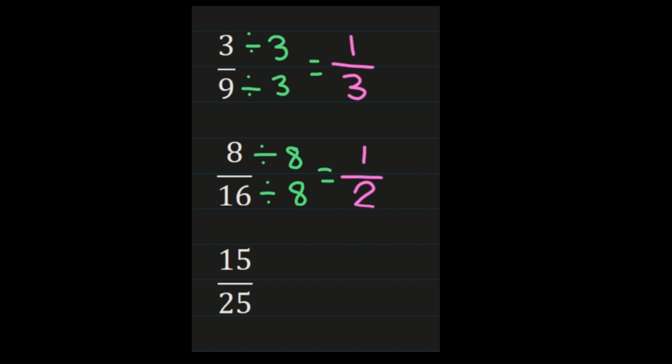Third example, 15/25. My greatest common factor of 15 and 25 is 5. So I'm going to divide my numerator by 5 and my denominator by 5 to simplify. So technically I'm dividing by 1. I'm not changing this value when I simplify. 15 divided by 5 is 3, and 25 divided by 5 is 5. So 15/25 simplifies to 3/5.